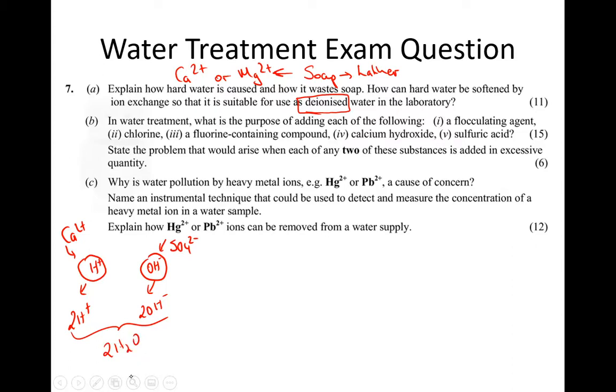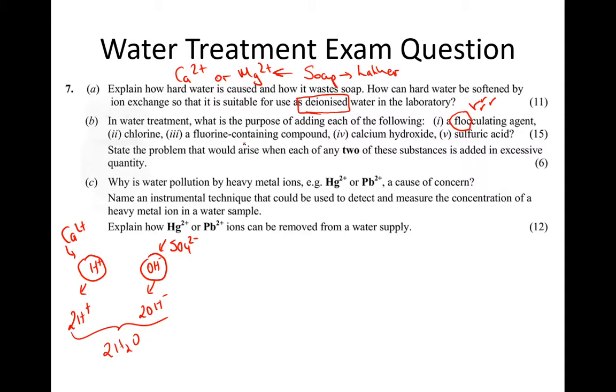Part B. In water treatment, what is the purpose of adding each of the following? A flocculating agent. Just remember what flock is. Think of the birds, little birds all flock together. Yeah, it pulls things together. But it says, what is the purpose of adding each of the following?